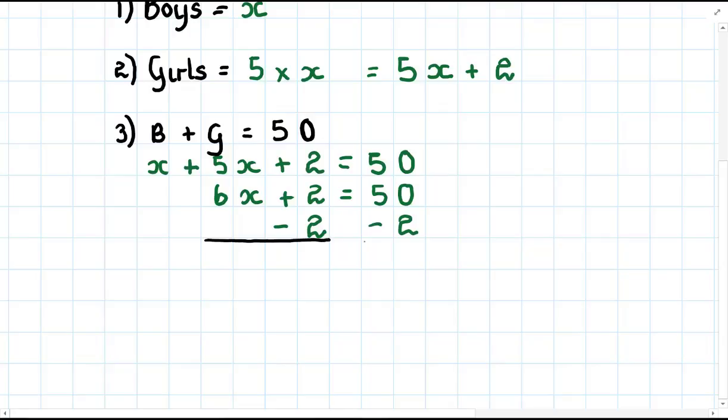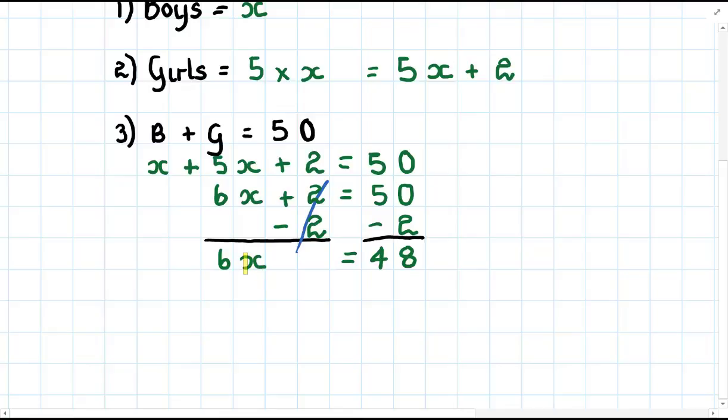Square paper is really useful for setting out algebraic expressions. So we can see that 6x, now plus 2 take 2 is 0, it cancels out, equals 50 take 2 is 48. So we have now 6x equals 48.